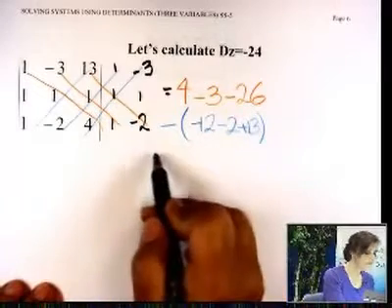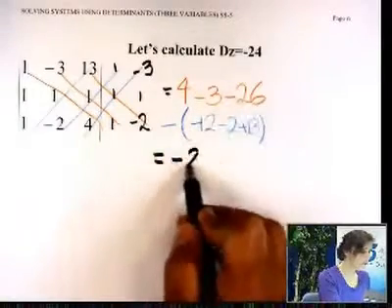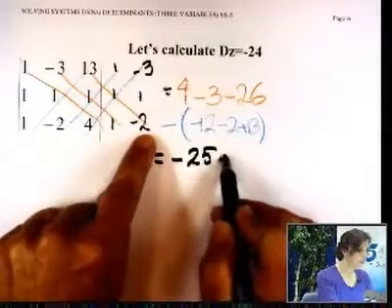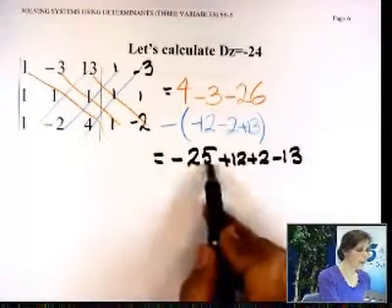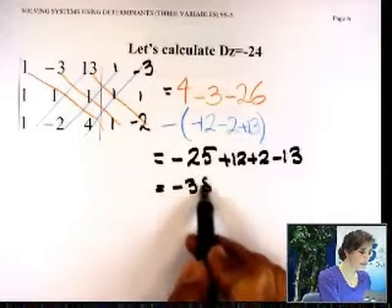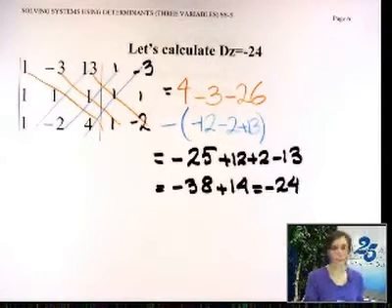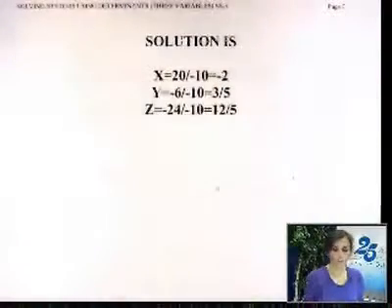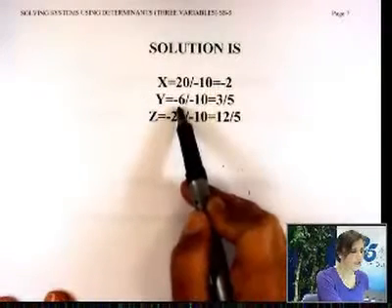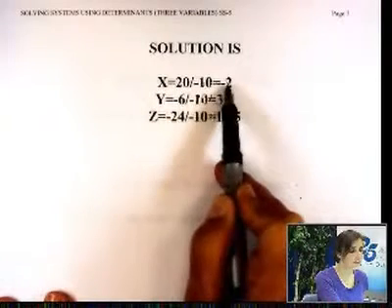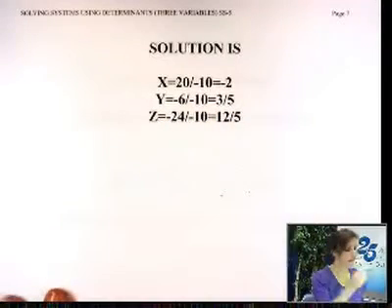So let's write it out. 4 minus 3 minus 26. That's 1, that's negative 25. So work that in, plus 12 plus 2 minus 13. All right. So this one, 25, 35, 38. Plus 14. That's going to give me negative 24. Very good. So all you have to do now, you have to just copy these numbers that you got. It is d over dx, negative 2. dx over d is negative 2. And dy over d is 3/5. And dz over d is 12/5.